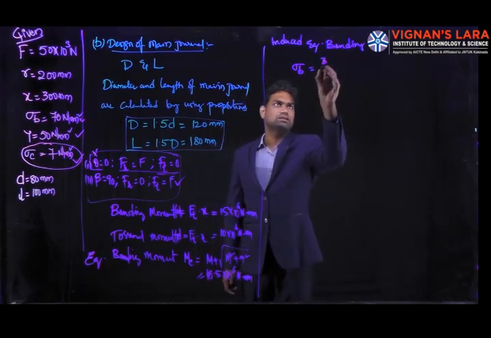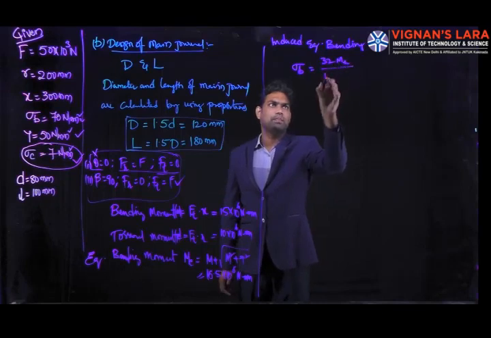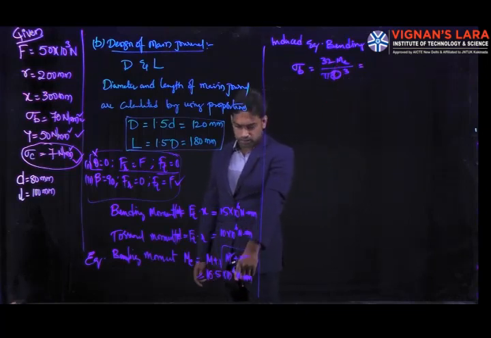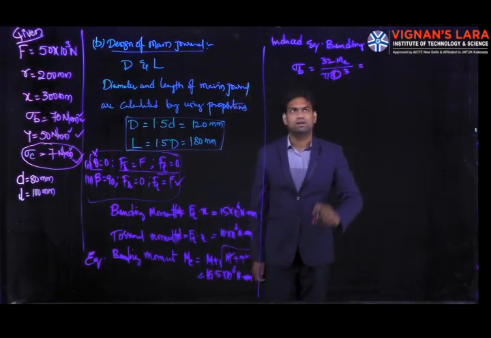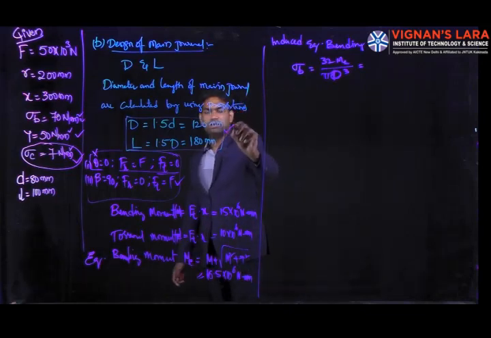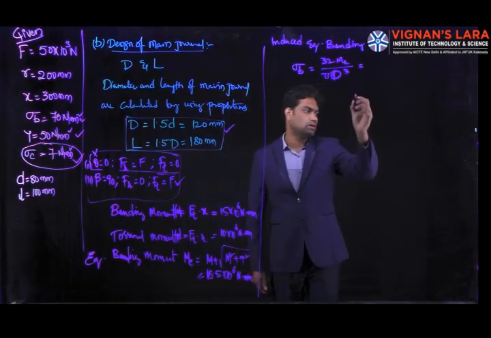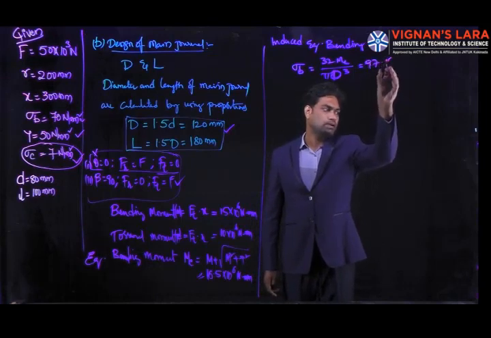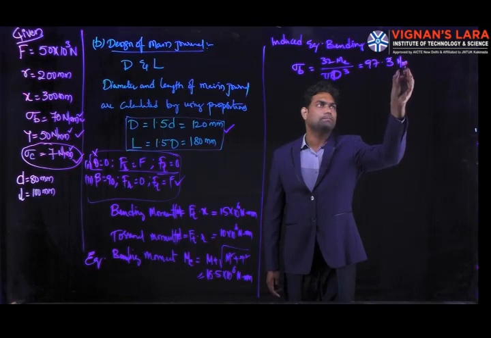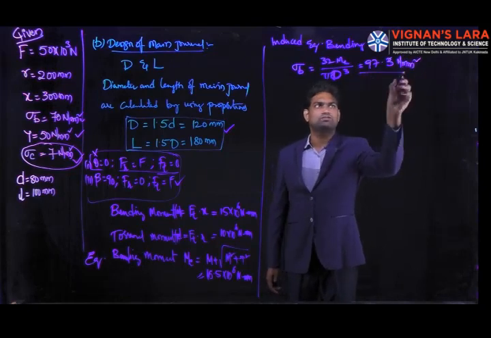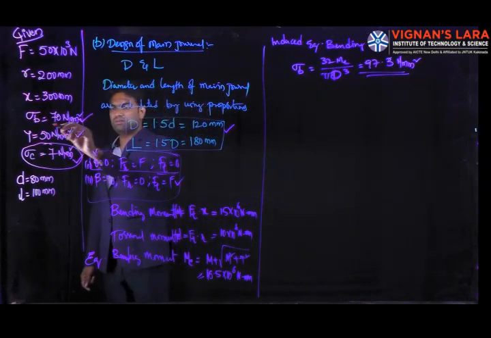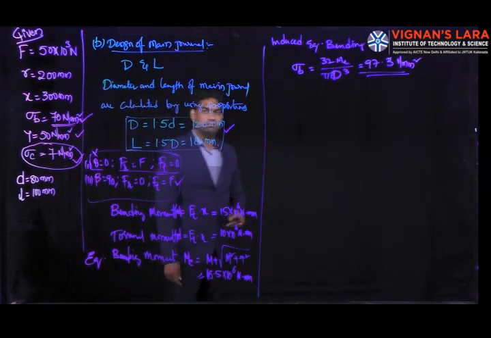Here it is given by 32 Me by, sorry, here it is capital D, so pi d cube. The equivalent bending moment is 16.5 into 10 power 6 and capital T is equal to 120 mm. By substituting all the values, it is 97.3 Newton per mm square. We need to check this with the allowable stress. What is the allowable stress here? It is only 70 Newton per mm square.